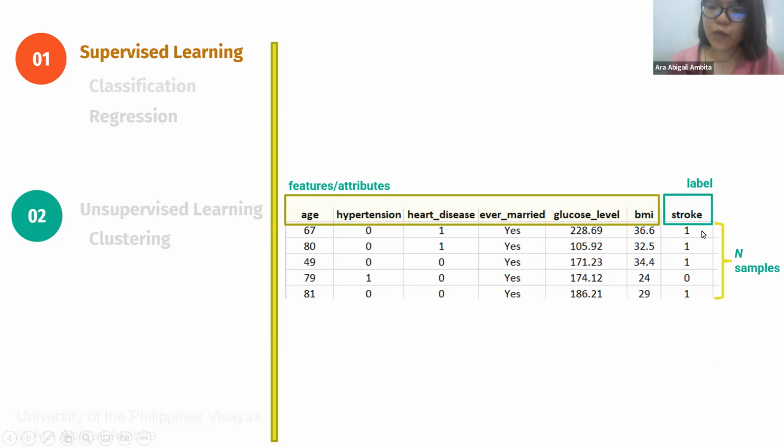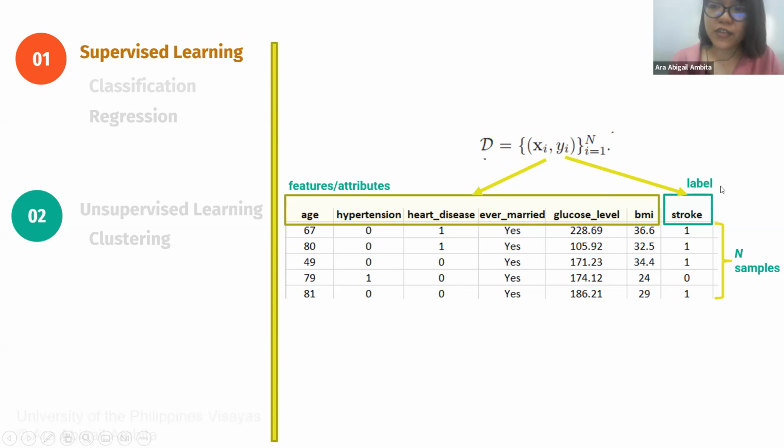In other words, 1 means a certain person has experienced having a stroke, and 0 if that person has not had a stroke. For instance, if a person is, let's say, 67 with no history of hypertension but has heart disease, ever been married, with glucose level of 228.69 and BMI 36.6, has had an experience of stroke. The job of your machine learning model is to create a mapping or a relationship between your features as well as your label.